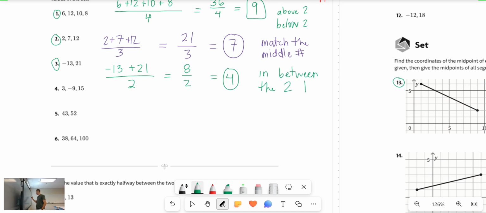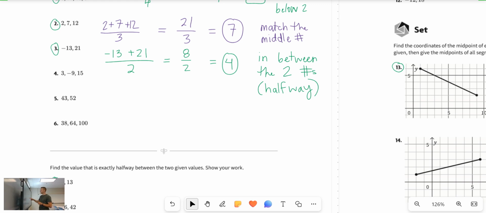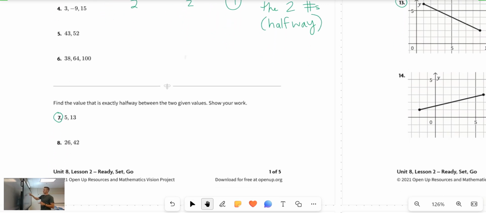It's in between the two numbers, and it is halfway in between the two numbers. Like, the average of just two numbers is the halfway point between the two of them. It's the midpoint, it's the halfway point, it's just the average of two things, like midpoints. But we'll go on to midpoints in this next section, I think.